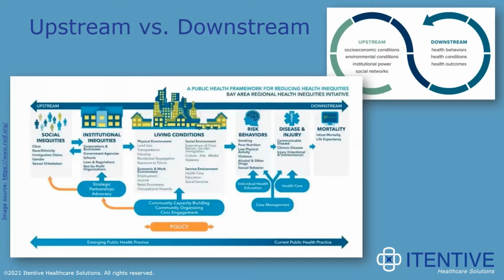So, as a quick recap, downstream is going to refer to typical clinical care factors. Think health conditions, risk behaviors, and diseases. Whereas upstream is going to refer to things like socioeconomic conditions, environmental conditions, and things like social context. So as an industry, we're seeing a shift from downstream to focus on upstream.